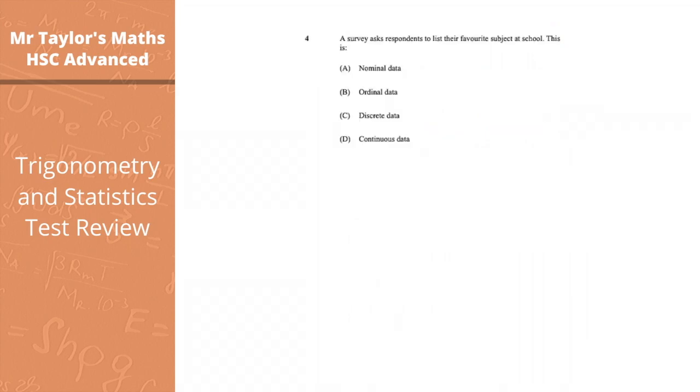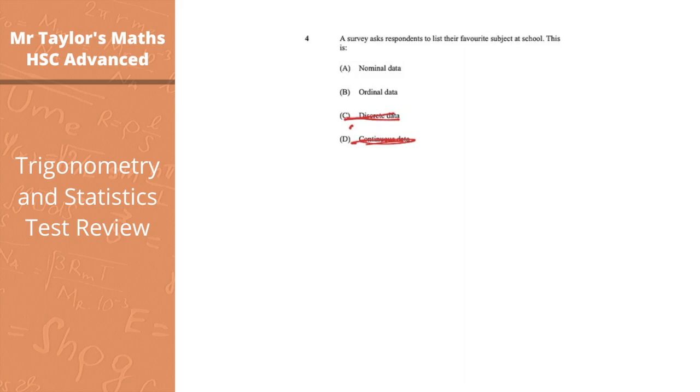Okay, question number 4. A survey asked respondents to list their favourite subject at school, and the question is, what type of data do we have? Is it nominal, ordinal, discrete, or continuous? Well, hopefully you realise I can cross those 2 out because your favourite subject will be a response like mathematics, right, which is a category.